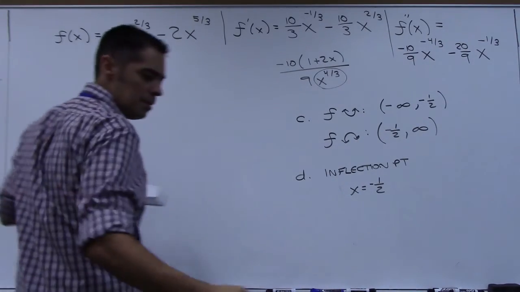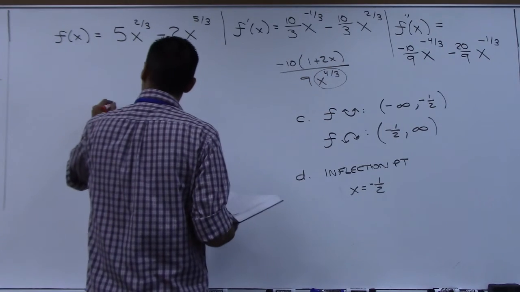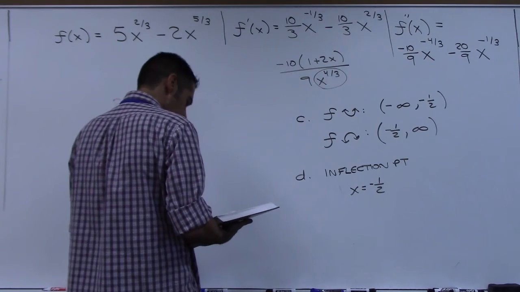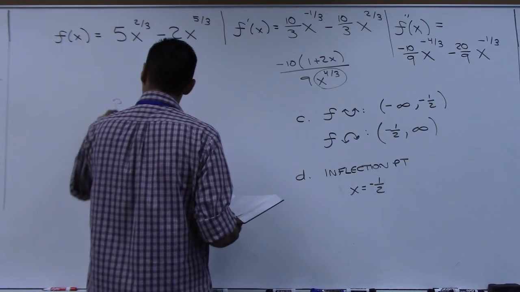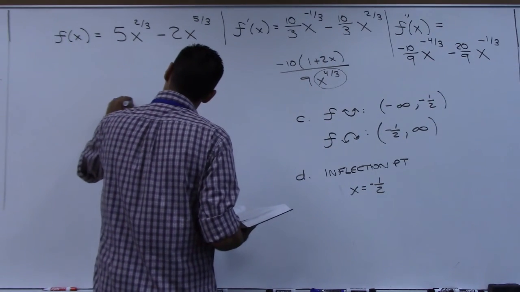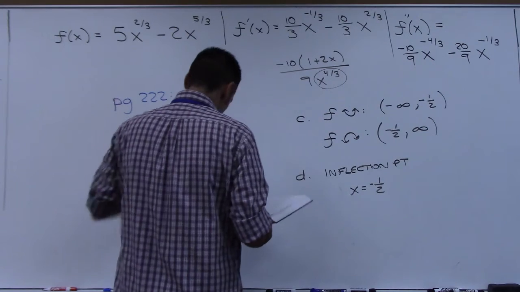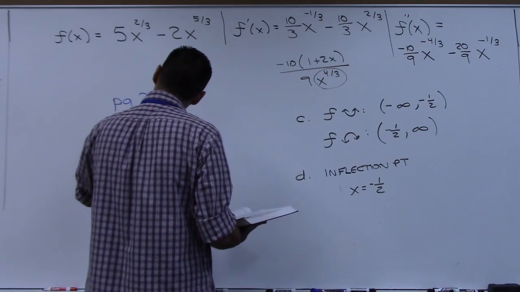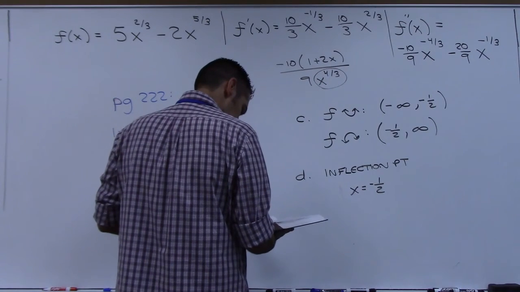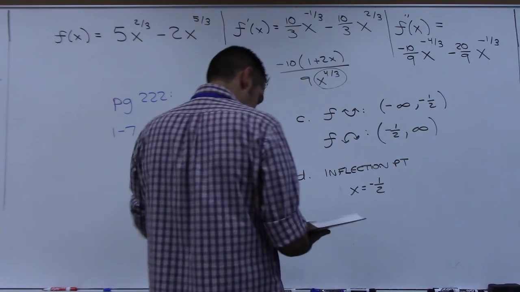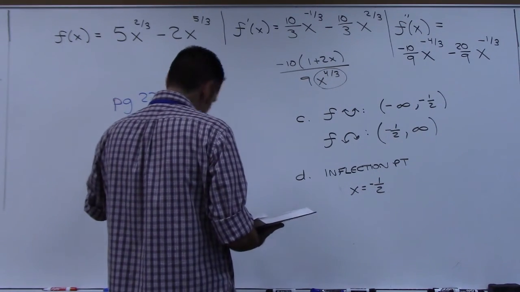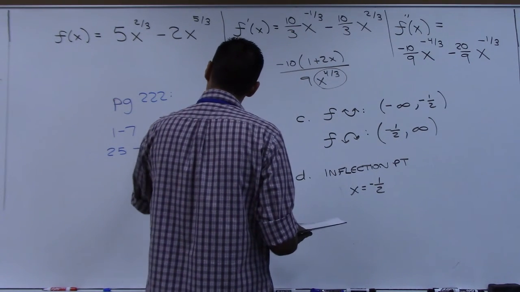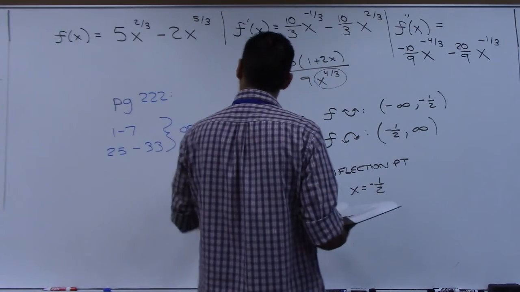All right, homework. I would look at page 222. I would look at 1 through 7. And then 25 through 33. All of these, I would look at odds. That's a lot of work right there.